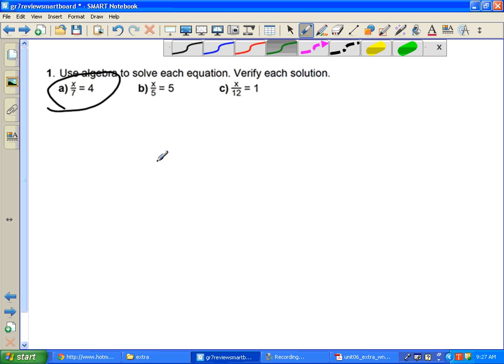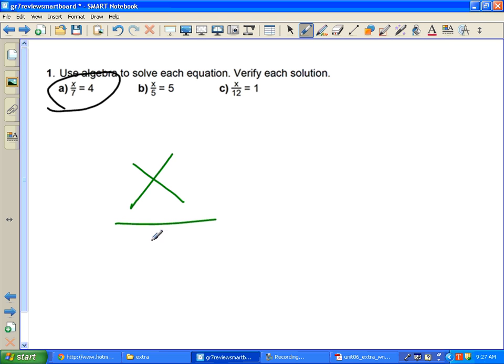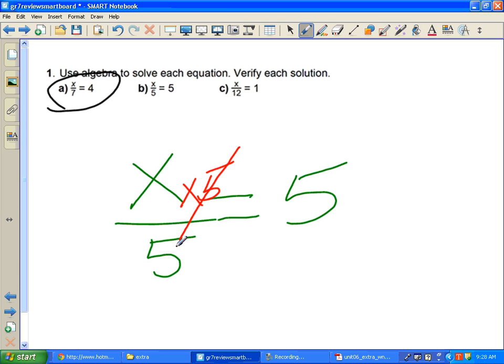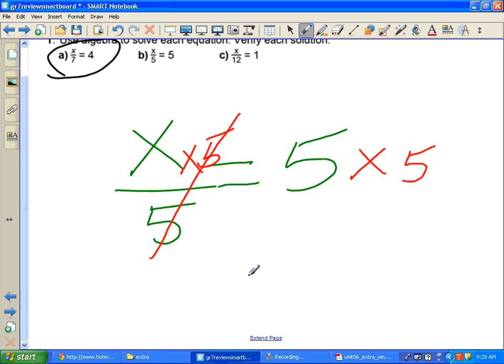So let's take the next one. Since it's divided by, we've got x divided by 5 equals 5. Now we want to get rid of this divided by 5, so we'll do the opposite. We will multiply it by 5. That will cancel out the 5s and leave us with just x. We, of course, must multiply the other side of the equal sign by 5. So we've got x all by himself now on one side of the equal sign, and 5 times 5 is 25. And we can verify our solution by plugging it back in.